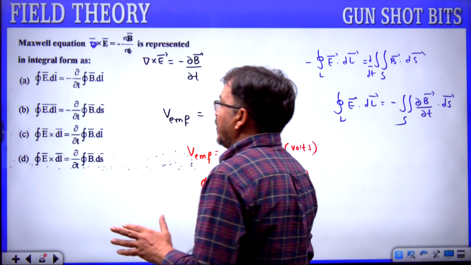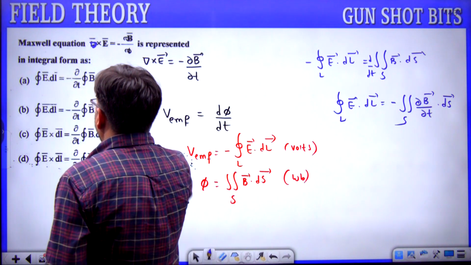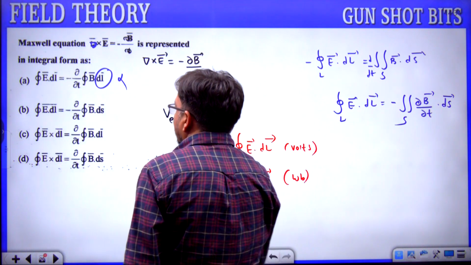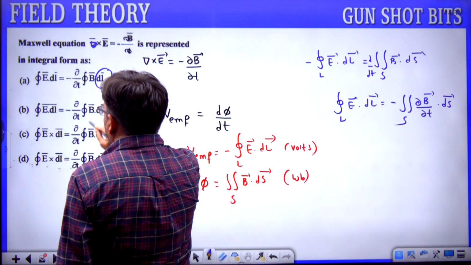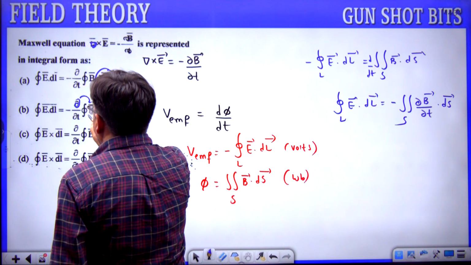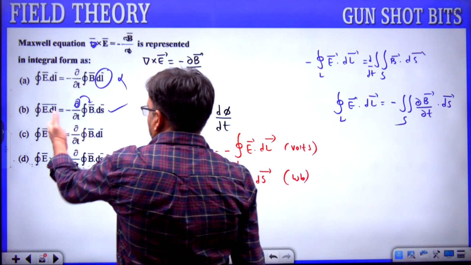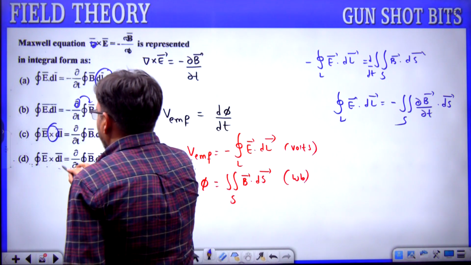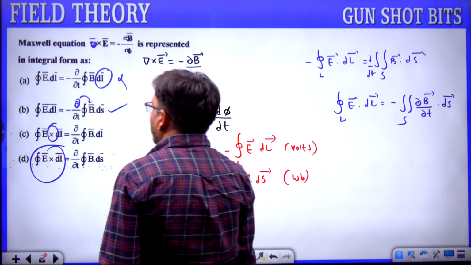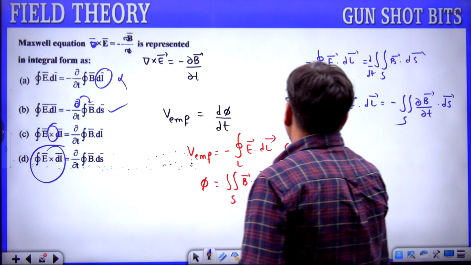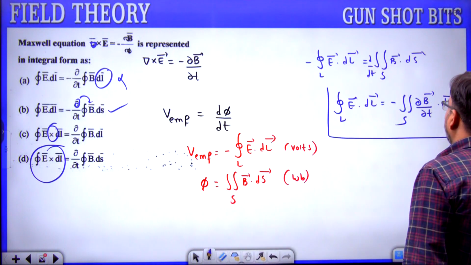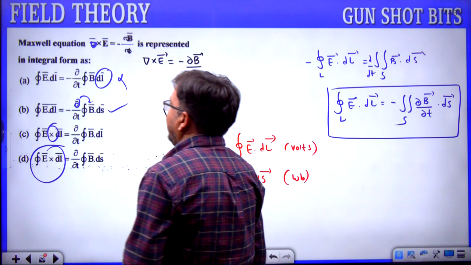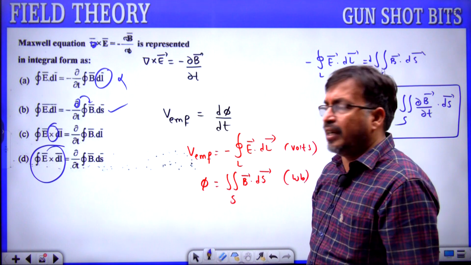Means closed loop line integral E dot dl equal to d by dt, this is correct, but you write the integration inside, otherwise you write d by dt. Closed loop line integral here is not correct because of the dot product, and here also the closed loop line integral is wrong. So, the correct answer is option B: closed loop line integral E dot dl equals minus surface integral of dou B by dou T dot ds. Option B is the correct answer.